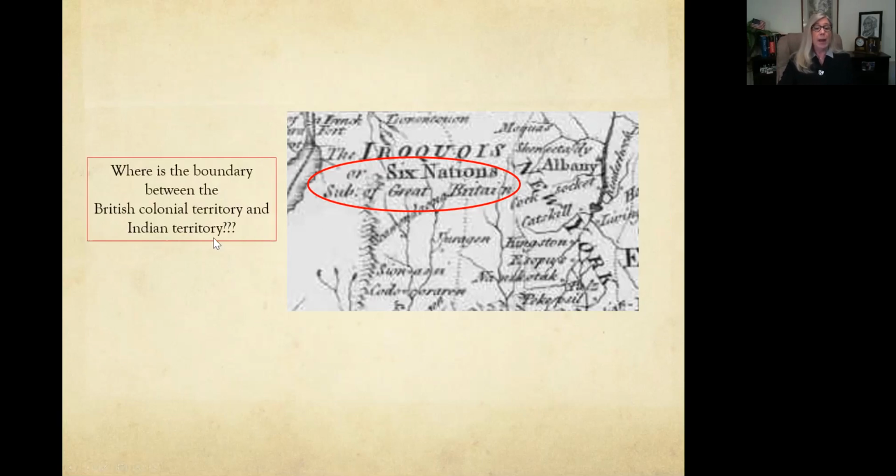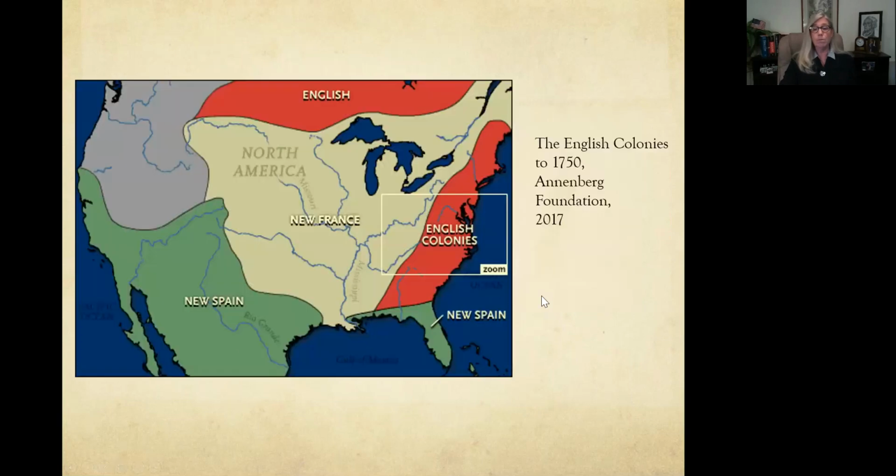Okay, so the boundary is what's in dispute, this colonial territory and Indian territory. So the English colonies, again, are in red, the French are here, and the fighting now breaks out, okay? So the borders are going to differ a little bit, okay? Where you've got the establishment of more territory out here in the West.